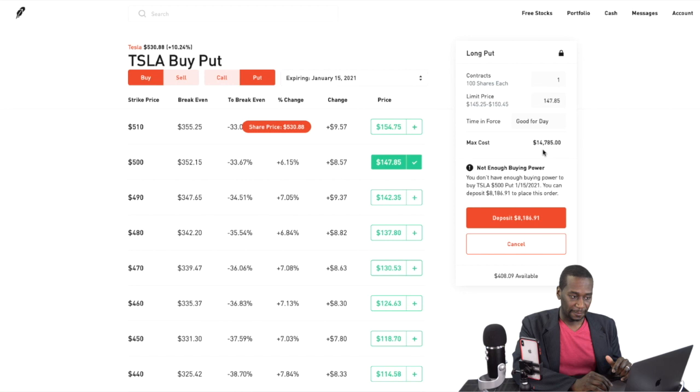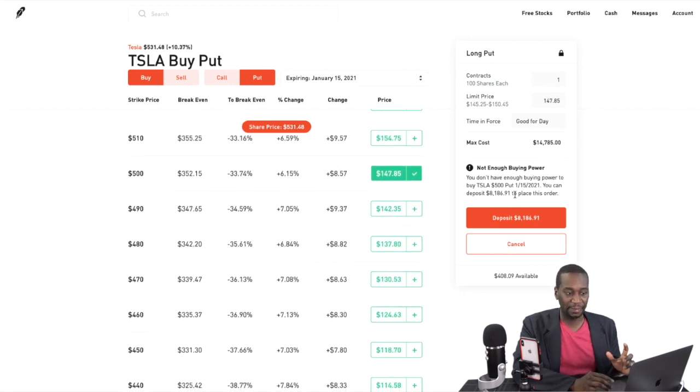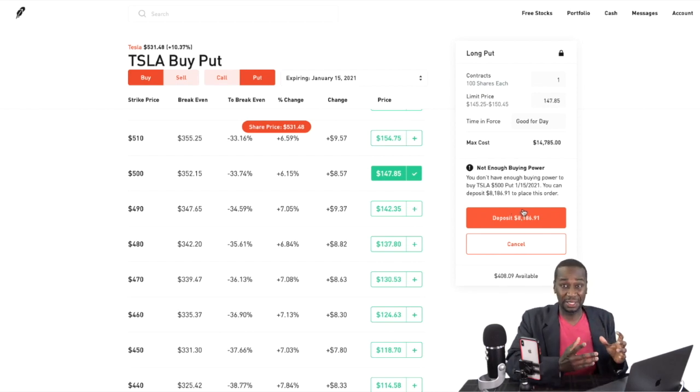Okay, so now it didn't refresh with how much money I need to deposit, but the bottom line is I still don't have enough money to do that trade. But that leads me to my second point.